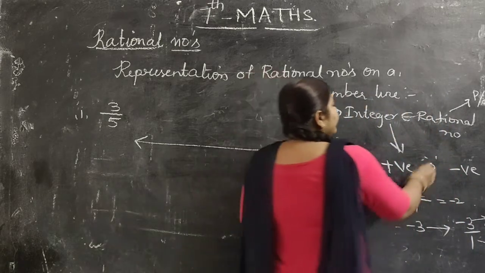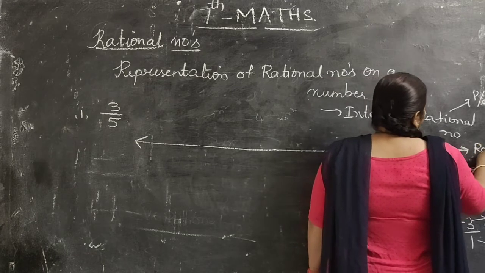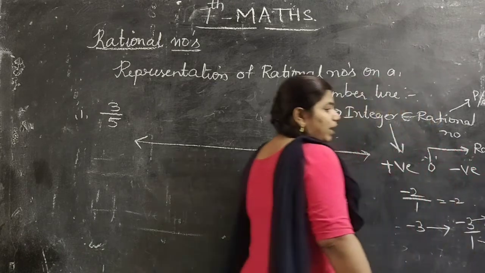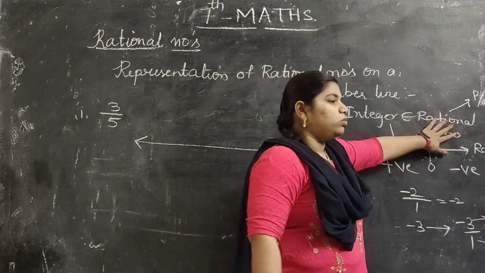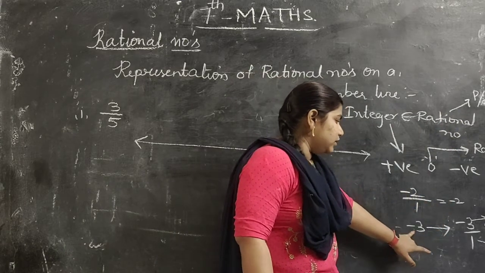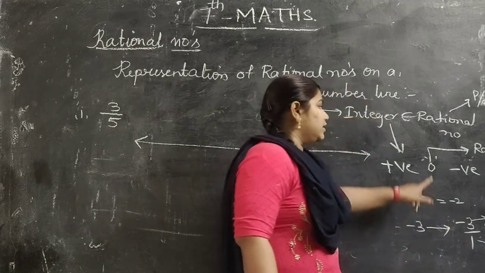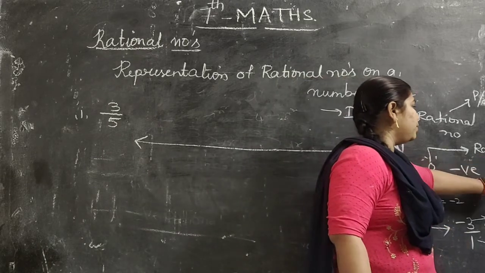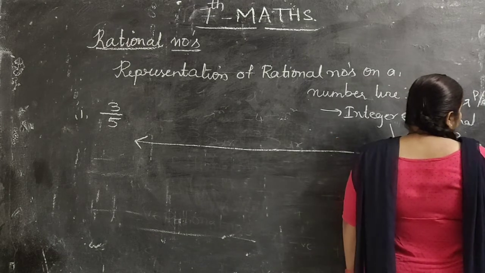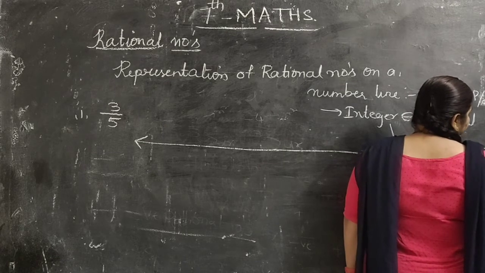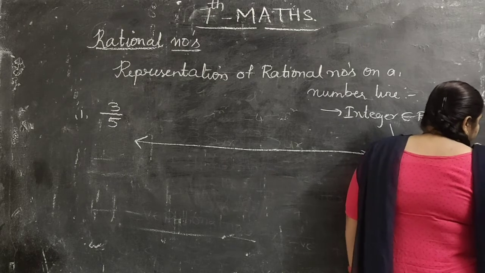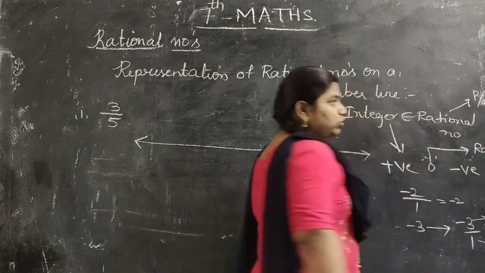In the same way, we can also call 0 a rational number because 0 can also be written in the form of 0 by 1. So all the integers belong to rational numbers. Minus 2 can be written as minus 2 by 1. Minus 3 can be written as minus 3 by 1. In the same way, 0 is also a rational number because 0 can be written as 0 by 1. So 0 by 1 is nothing but 0, where 0 is the numerator value and 1 is the denominator value. So this whole term is in the form of P by Q. If it is P by Q, that will be a rational number.